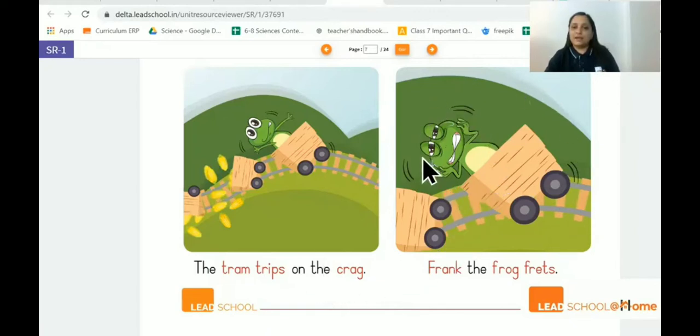Now look at this picture. What happened to Frank the frog? Yes, it is fretting. Frank the frog frets. Now let's read this. Read this word. Yes, Frank. And this is frog. And what is this? This is frets. Frank the frog frets. Frank the frog frets. Now you read it once? Good.